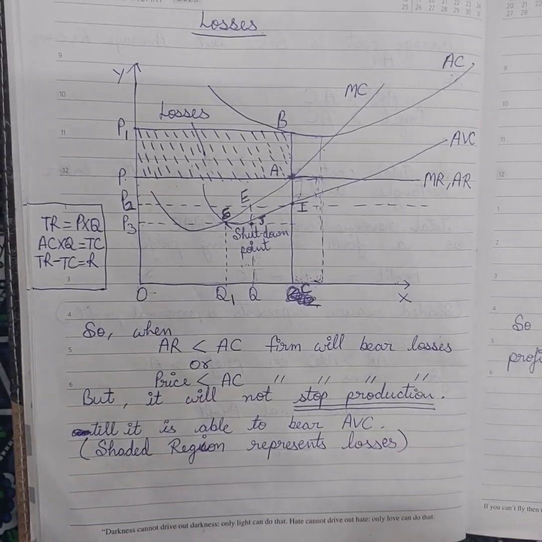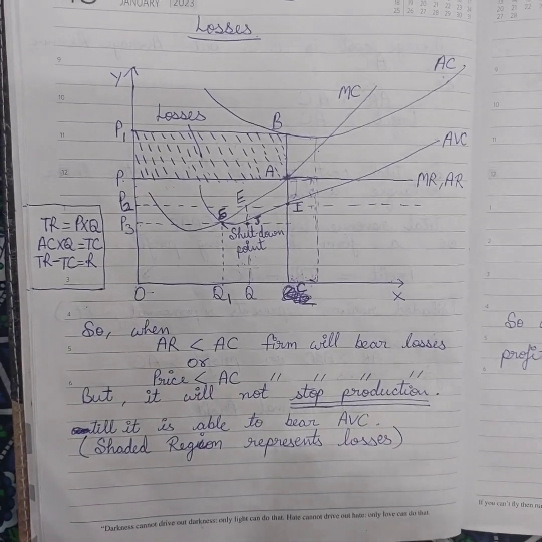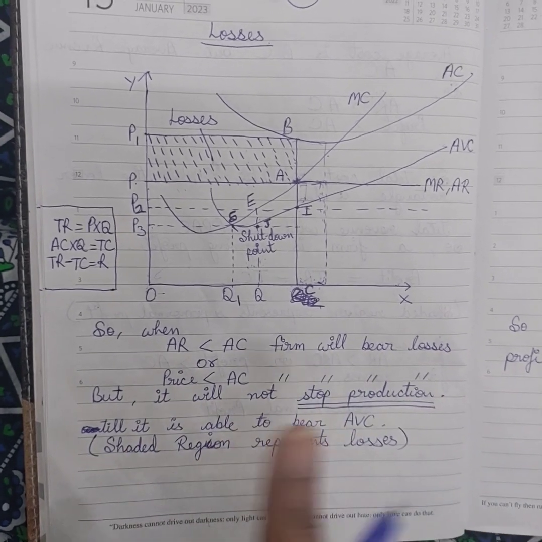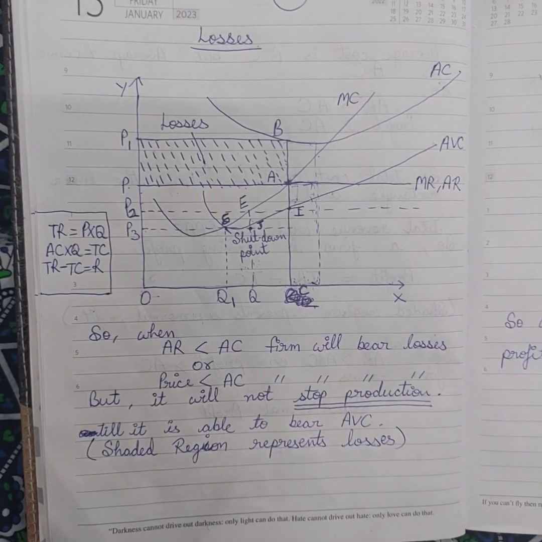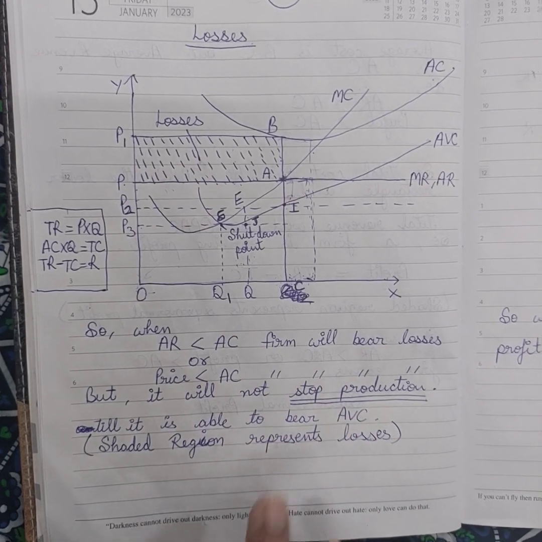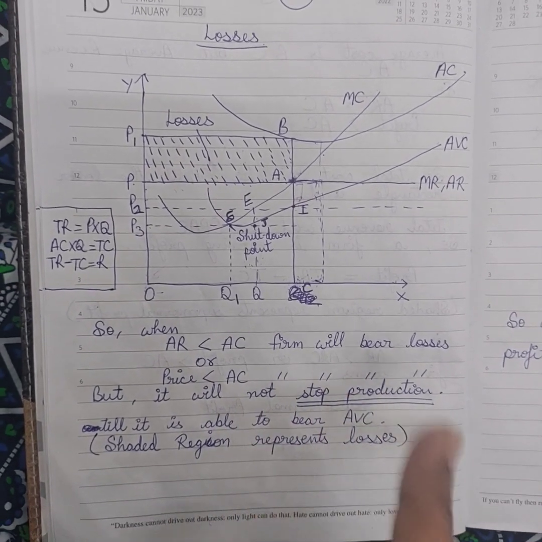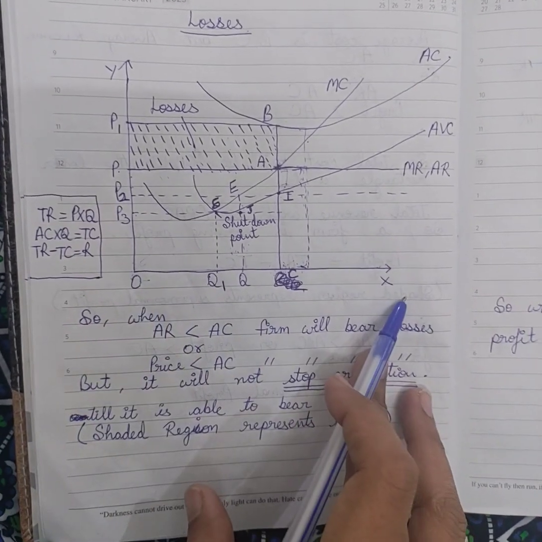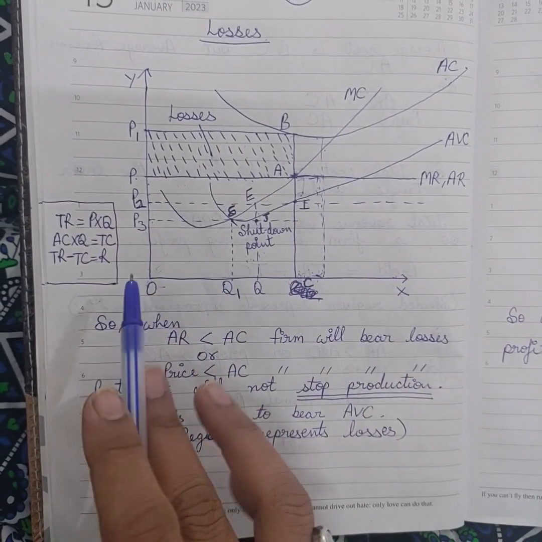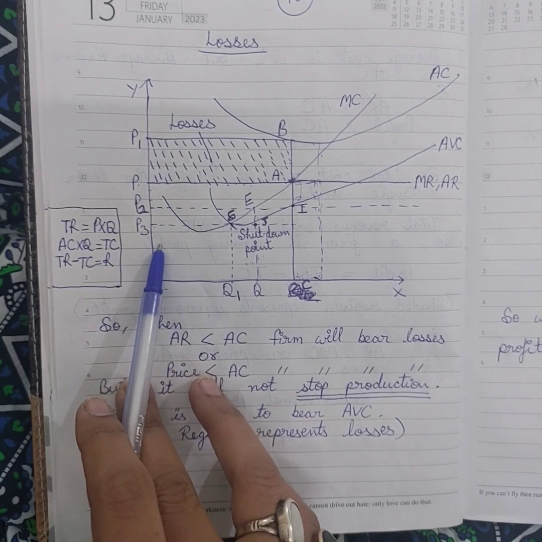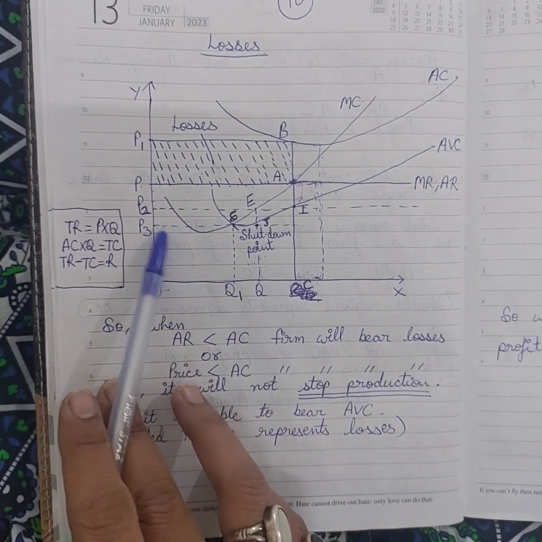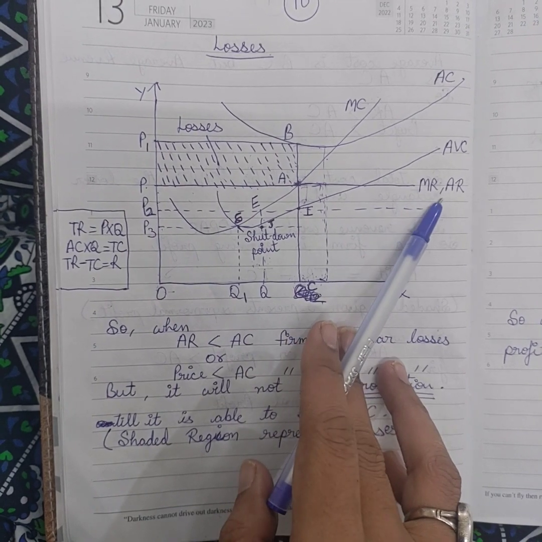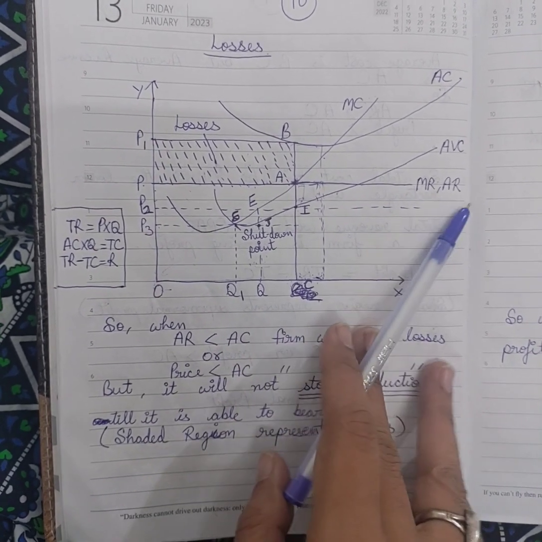Now let's understand the second situation. What will happen if a firm bears losses? Earlier we studied supernormal profit. Now we are studying the second situation, what will happen if a firm bears losses. On the x-axis I have plotted output and on the y-axis I have plotted price. This is the price line, or the MR or AR curve.